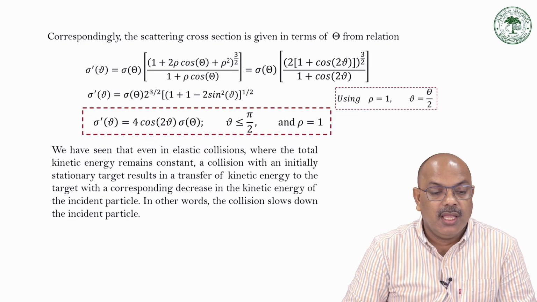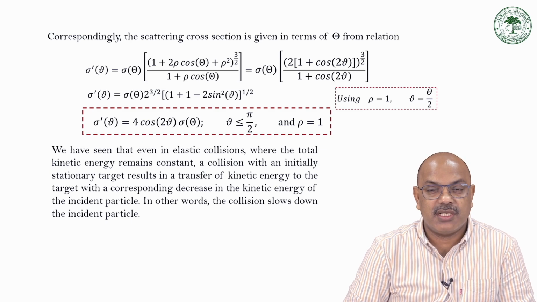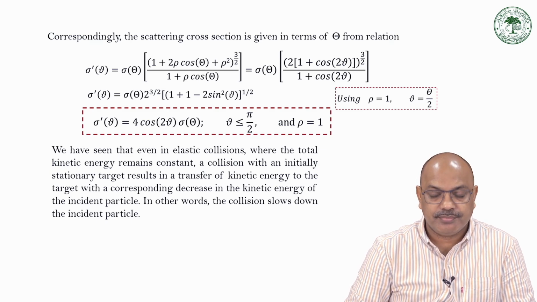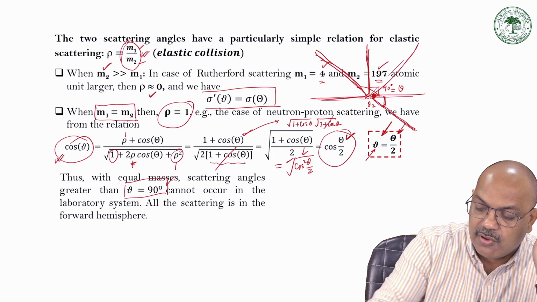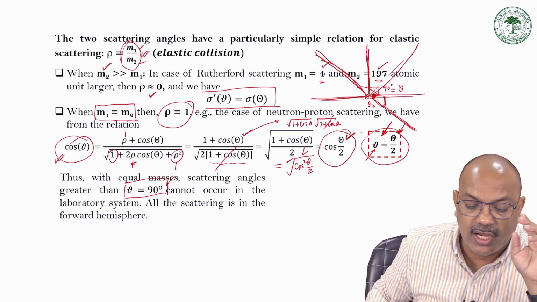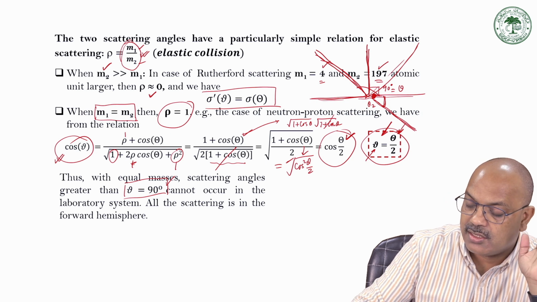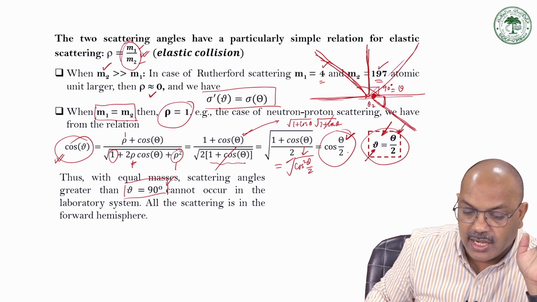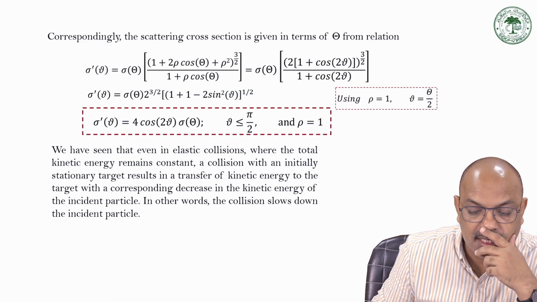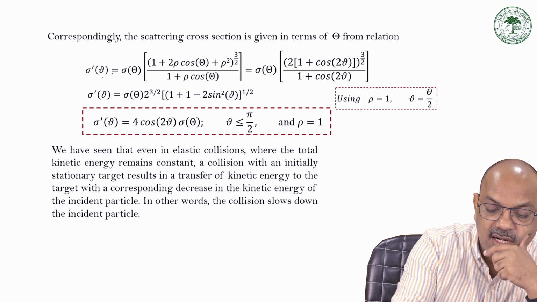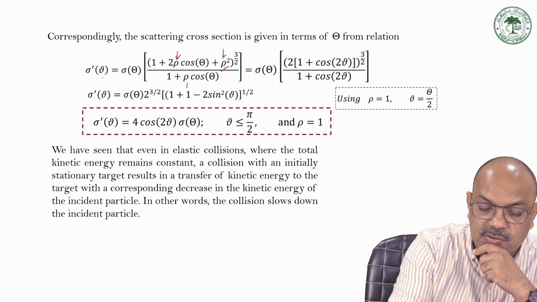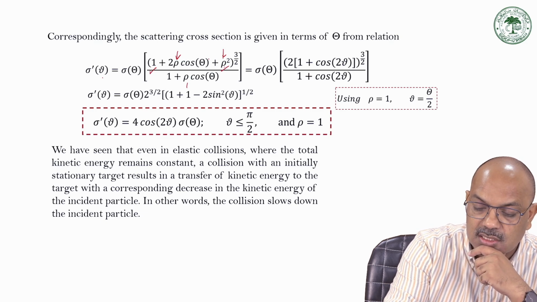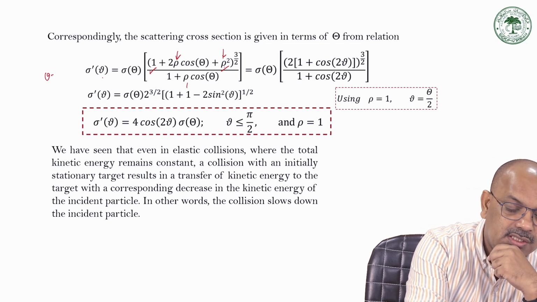This is important. And the second thing is corresponding to the scattering cross section, and in terms of theta I can write this: if m1 equals m2, then rho equals 1. So this is again in terms of the scattering angle, that if you have equal masses, rho is 1, then the scattering angle in the lab frame cannot be greater than 90 degrees. But if you see the scattering cross section, then sigma prime and sigma theta are related. So if we put rho equal to 1 here, this is again 1 plus 1, which is 2, you take 2 common, this is 1 plus cos theta, we know the relation, this is going to be theta by 2, so this is going to be 2 theta.